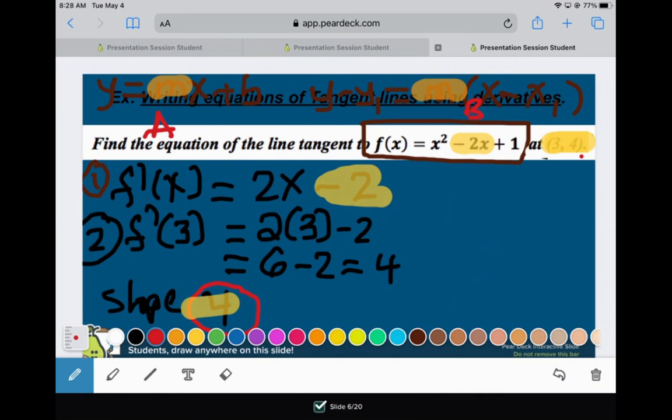The second one, right? I have a point and I have the slope. So the point is going to be x1, y1. So I'm going to just plug into my equation. Y minus y1, which is 4. The slope is 4. X minus x1, which is 3. And this is the tangent line.